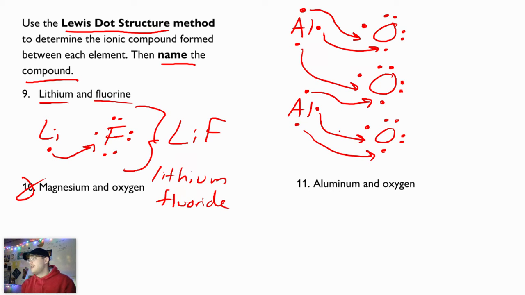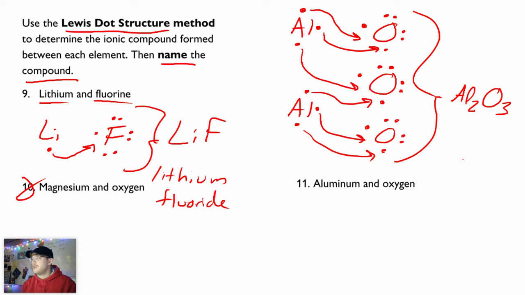Okay, all the valence electrons are filled. So now I look at this and I say, what's my chemical formula going to be? Well, I had to use 2 aluminum and 3 oxygen. So this would be Al2O3. And what's the name for that? Because it's ionic, there's no prefixes, so it's just aluminum oxide.